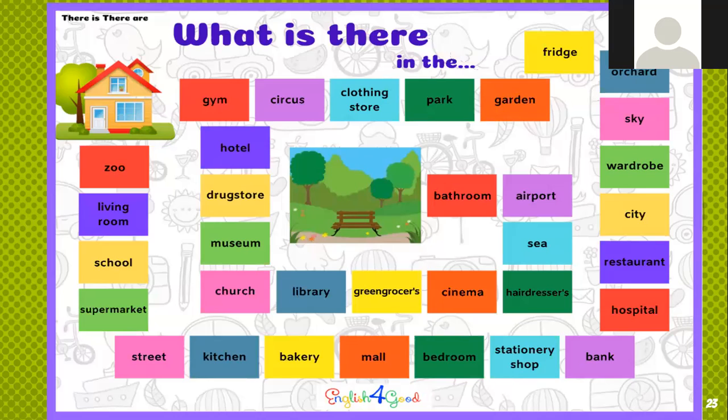What are there in the hospital? There are beds. Okay. What else? Okay, there are doctors, nurses. Yes. Medicine, okay. All of this one. Yes, we have a lot of things here. Let's see, next one.